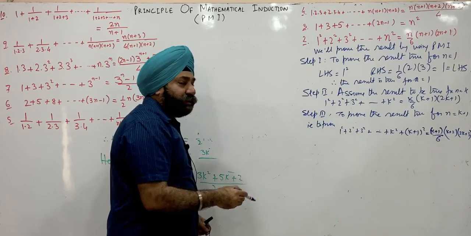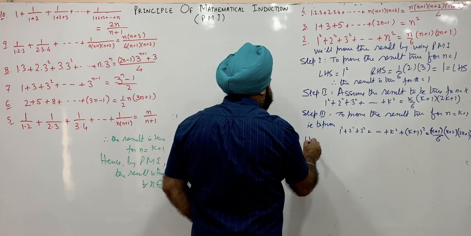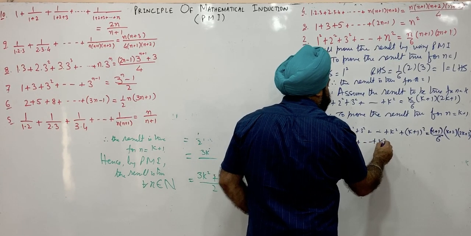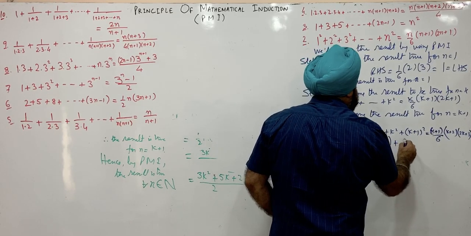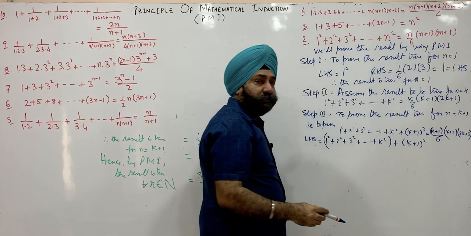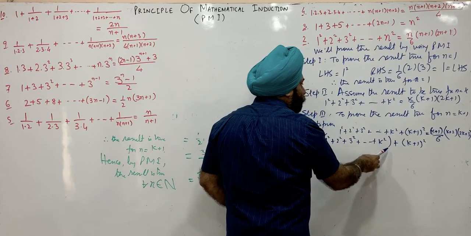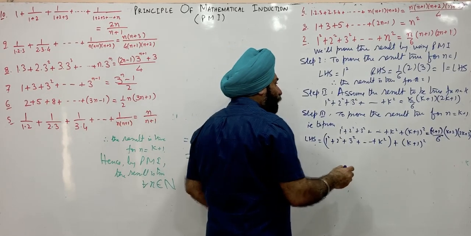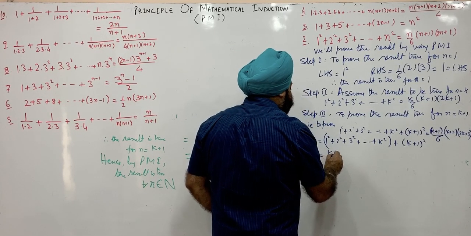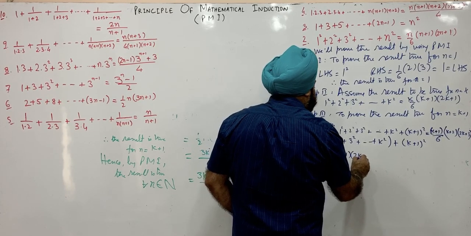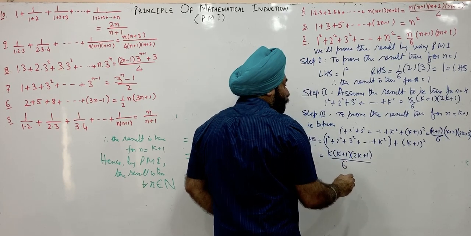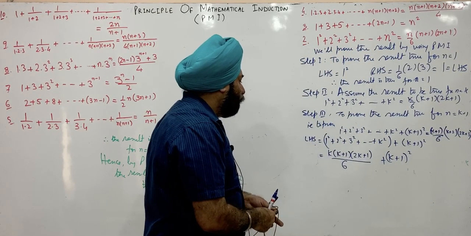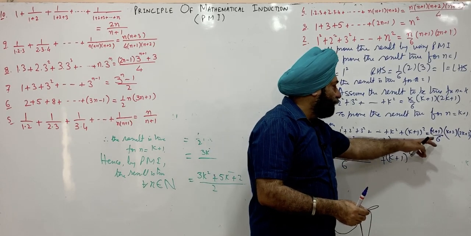So we have to prove left hand side is equal to right hand side. Starting from left hand side, which is 1 square plus 2 square plus 3 square and so on up to k square and plus k plus 1 square. Sum of terms in this bracket, that is given in second step. We assume the result true for n is equal to k. So this is k into k plus 1 into 2k plus 1 upon 6 and plus this is k plus 1 whole square.